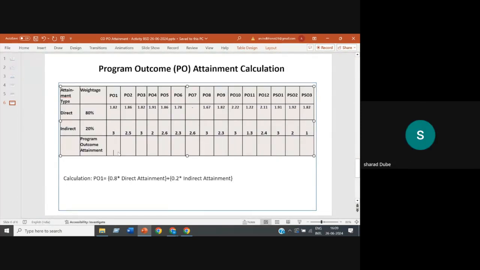2.056, we can write as 2.06, right? Yes. Okay, next PO2, 2.088. 2.088 we can write as 2.09. We can round off up to 2 decimal places. Okay.